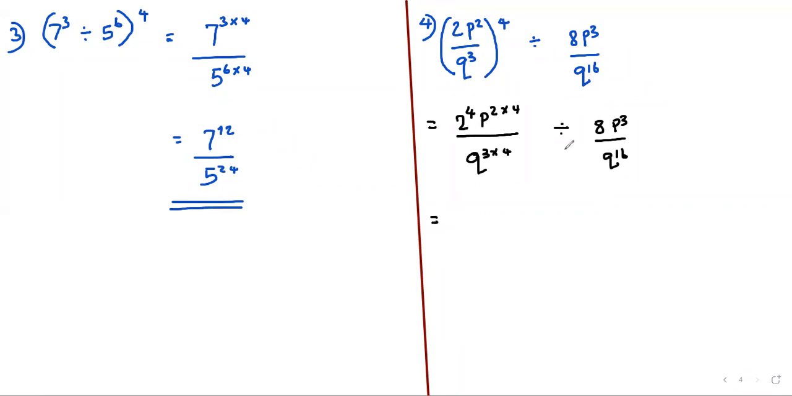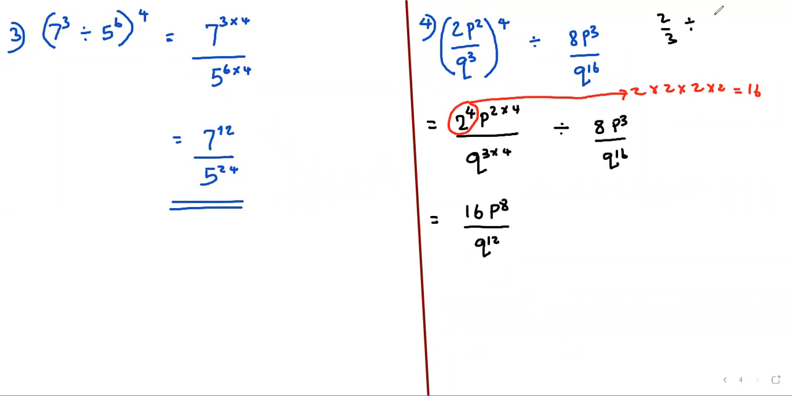What is 2 to the power of 4? 16. 2 to the power of 4, 2 times 2 times 2 times 2, 4 times, 16. Okay, very good, Supicha. So we have 16, p to what power? 8. Q to what power? 3 times 4, 12. Okay, but you know, when we do fractions like 2 out of 3 divided by, let's say, 4 out of 5, we will get 2 out of 3 times what number? 5 out of 4. We write the reciprocal. 4 out of 5 will be 5 out of 4.